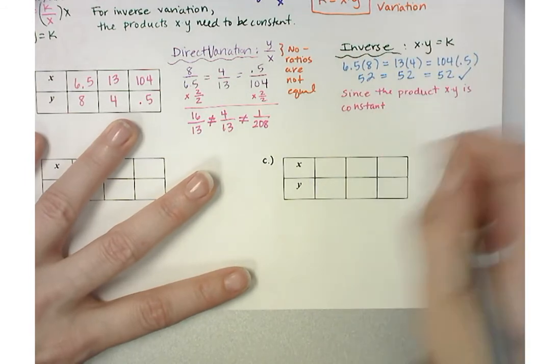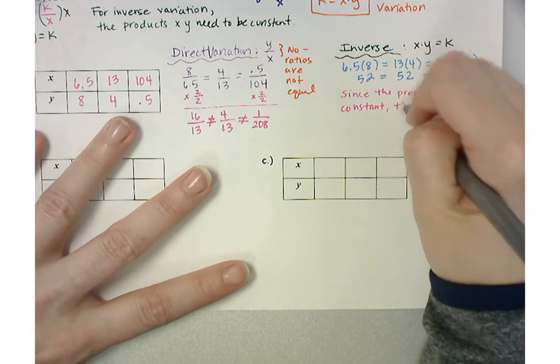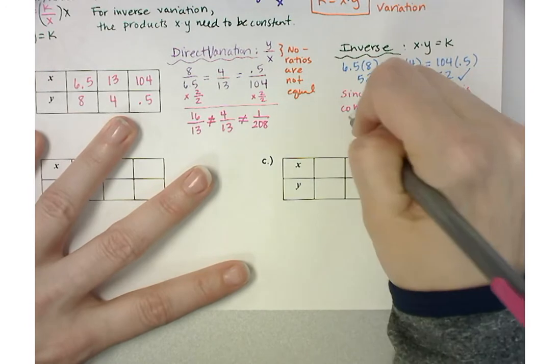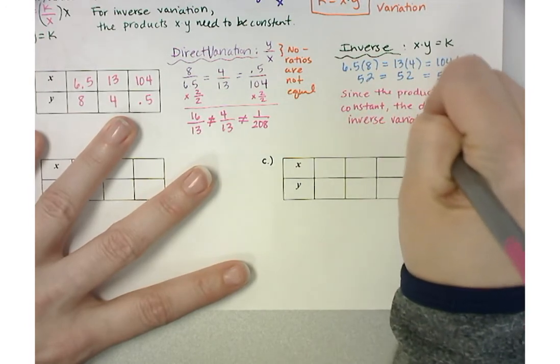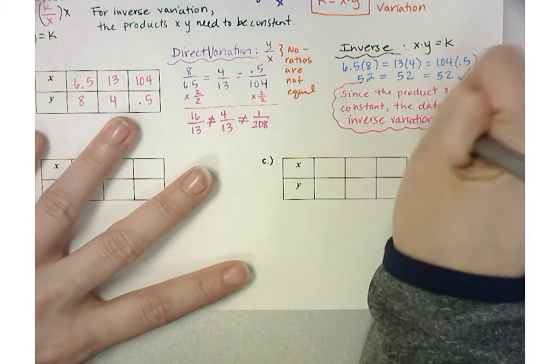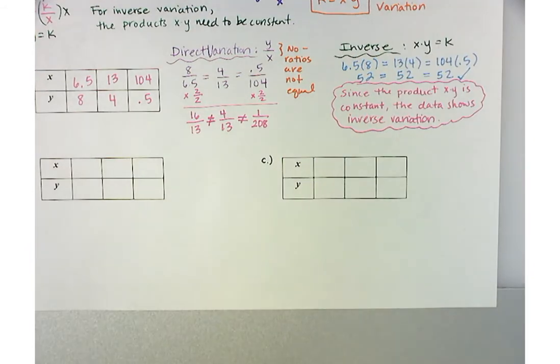Okay, so then if we were to write an equation that models this, remember, what we found is k is 52. So if k is 52, your equation, this is an inverse variation equation, y would equal 52 over x. Okay, so this would be your equation.